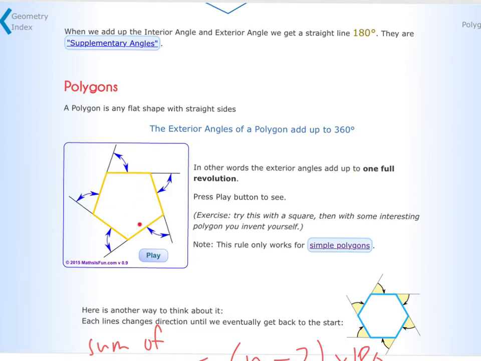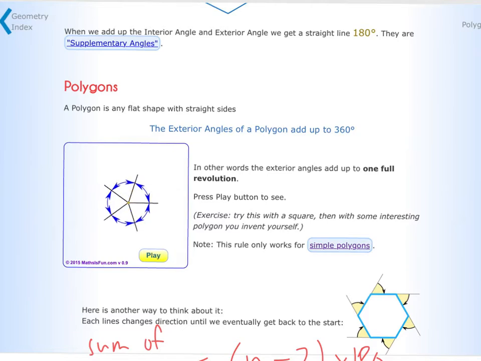So if you look at this diagram on the right, we've got a regular pentagon. 5 sides, 5 exterior angles. And if we were to sum up those 5 angles, they're saying we should get 360 degrees. Why is that? Let's have a look. There we go. So the exterior angles will form a circle, a full revolution, which will be 360 degrees. So that's another fact for you to remember.